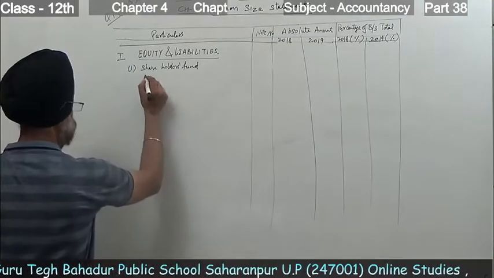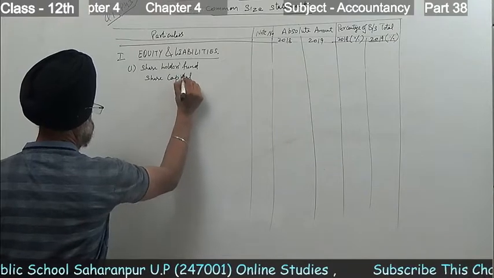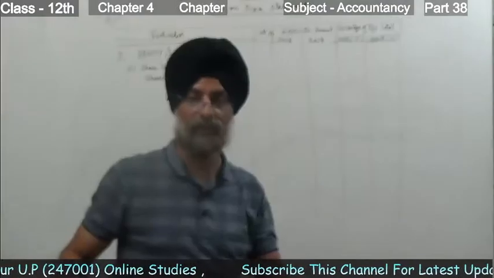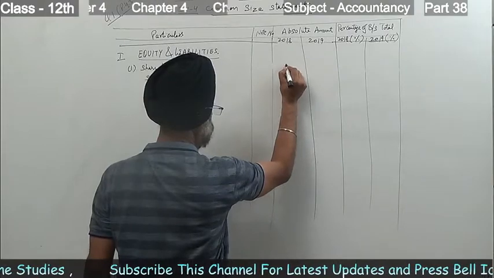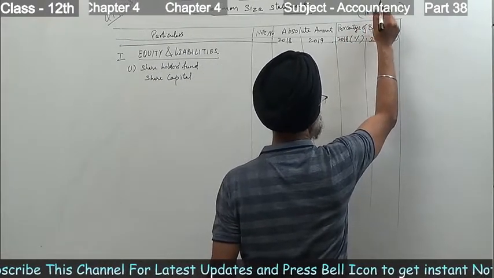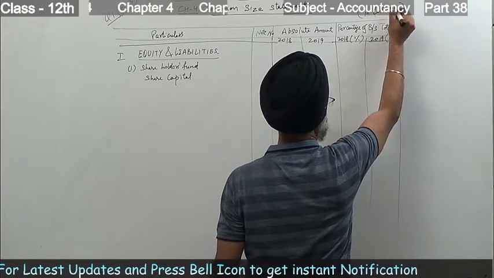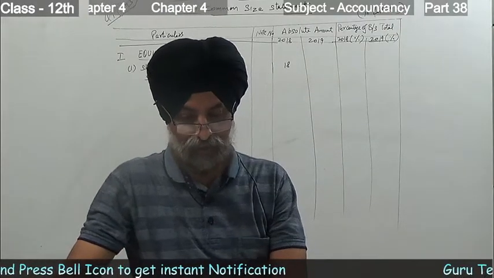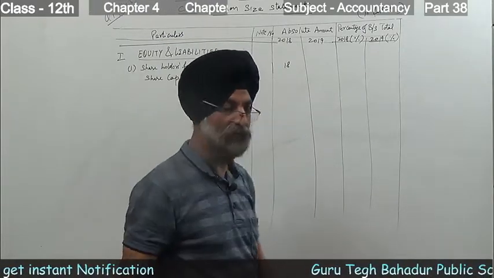So put here share capital, under share capital is a subhead under the head of shareholders fund. So it is 18 lakh in 2018. All the values are in rupees. And for 2019 it is again the same value. Total share capital is 18 lakh.